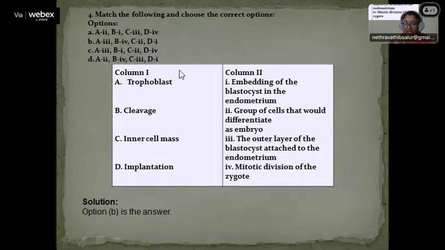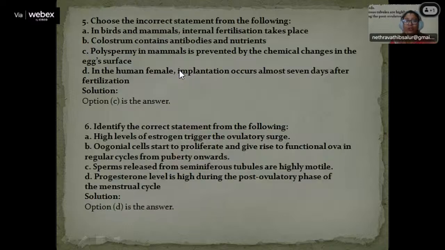I hope I have conveyed something to you. Moving on to the fifth question, cleavage. You have to choose the incorrect statement from the following. This is also a very important and puzzling question. You have to choose the incorrect statement, not the correct one. So this is a negative question.